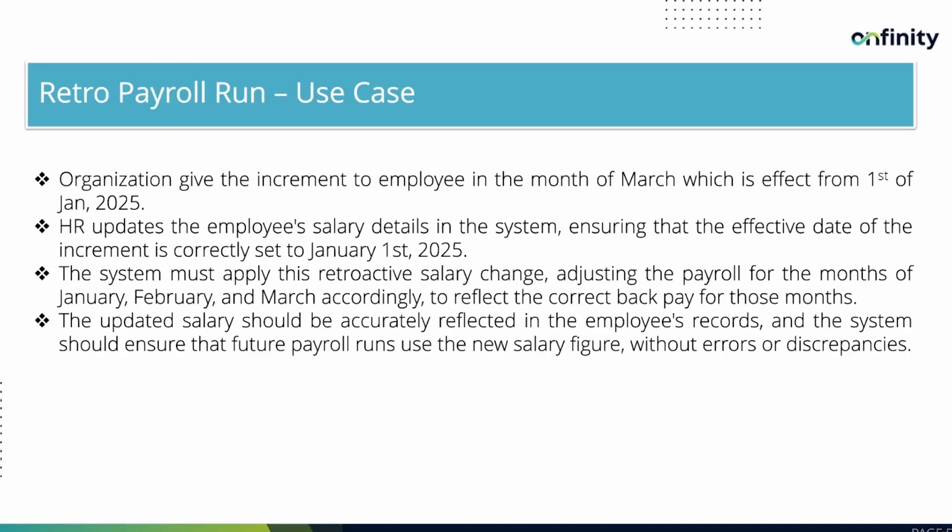It needs to adjust the payroll calculations for the months of January, February, and March, accordingly to reflect the correct back pay owed for those past months. The updated salary should be accurately reflected in the employee's record moving forward, and the system should ensure that all future payroll runs use this new salary figure without any errors or discrepancies.